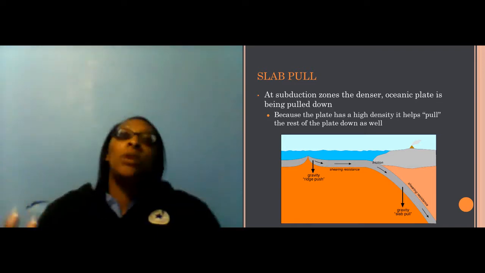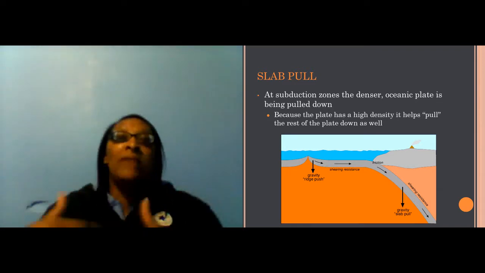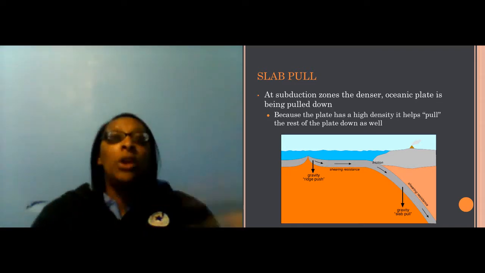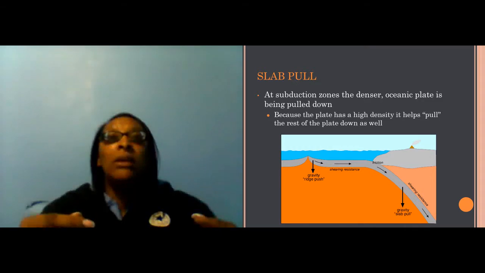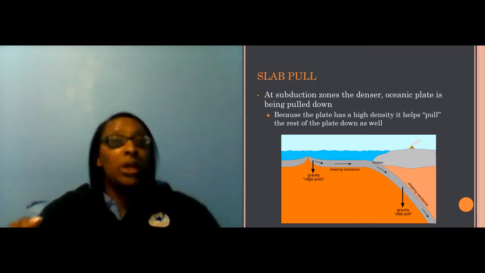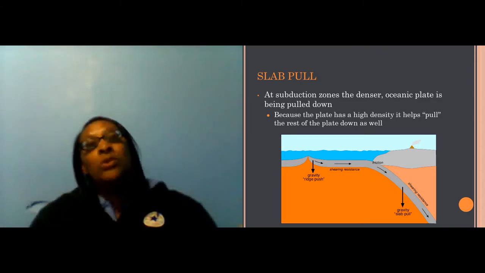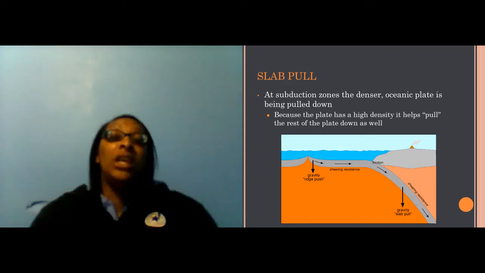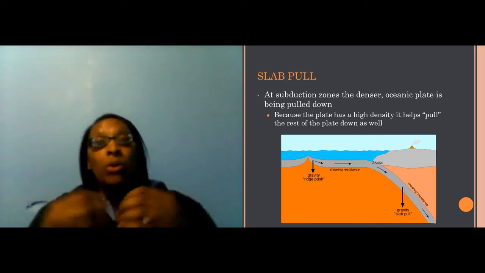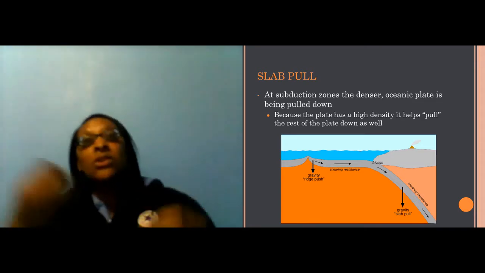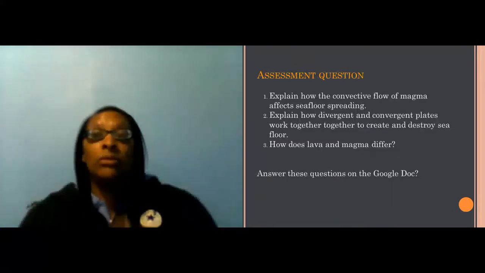So think about if you're wearing a jacket and you got some keys or something heavy inside your pocket. You go to put it on the table or a chair, wherever you decide you want to put it. Well, the keys in your pocket are heavy. So when you go to put it on the table, if you don't put it all the way on, then those keys are going to be what drags your jacket off the chair or off the table. So that's that slab pull. It's just whatever is denser is moving downward.